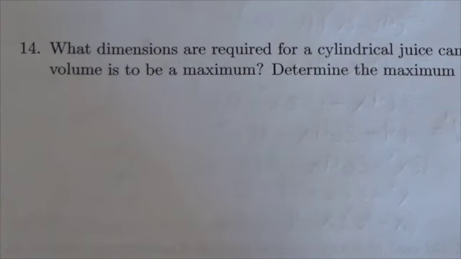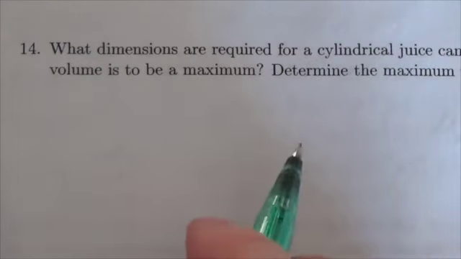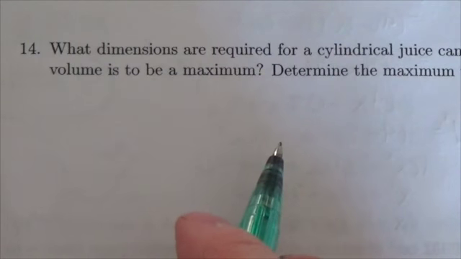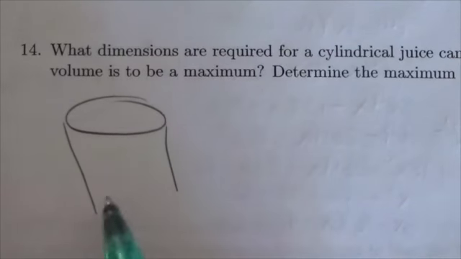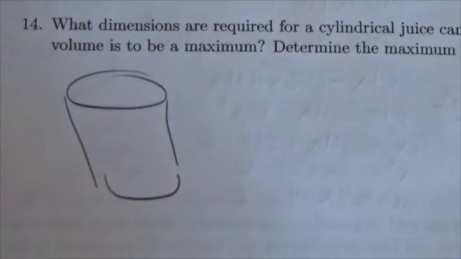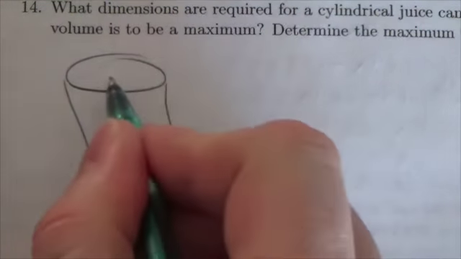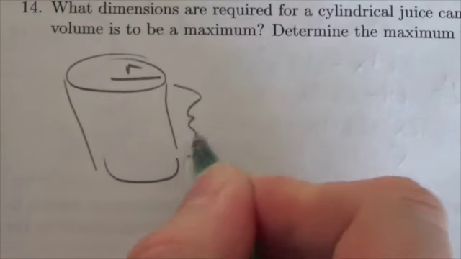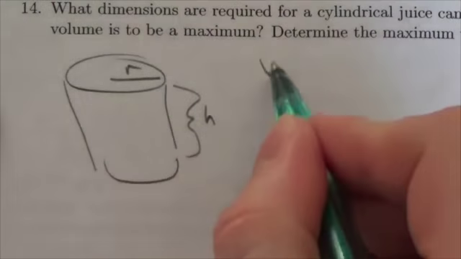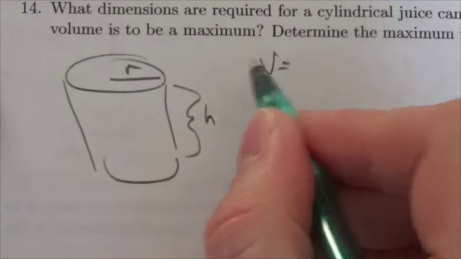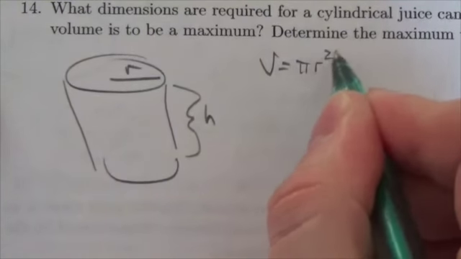Alright, hi everybody, this is the Math 31 Optimization Review package. This is question 14. We are going to maximize the volume of a cylindrical juice can, given a restriction on its surface area. So here's r and here's h. Now we are going to maximize the volume, which will be pi r squared h.